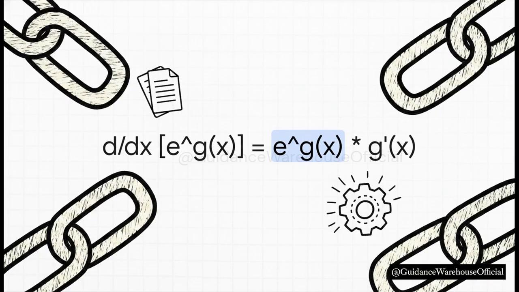First, you literally just copy the original function. Just write down e to the g of x. Then, you multiply that by the derivative of the exponent itself, g prime of x. So it's copy the outside, multiply by the derivative of the inside. It really is that straightforward.